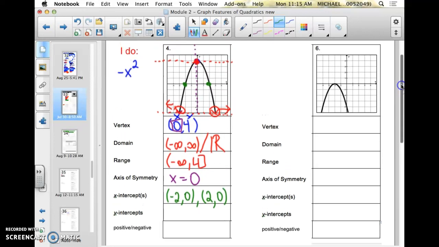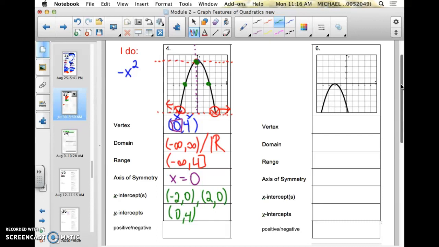Moving right along, the y-intercept, there's one of them, and it is up here. In this case, it is the same as the vertex. That can happen. It doesn't always happen, but it definitely can happen. So the y-intercept is (0, 4). In this case, the x value is 0, the y-intercept.